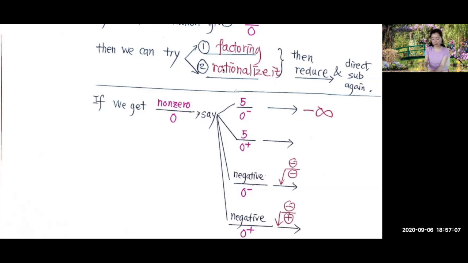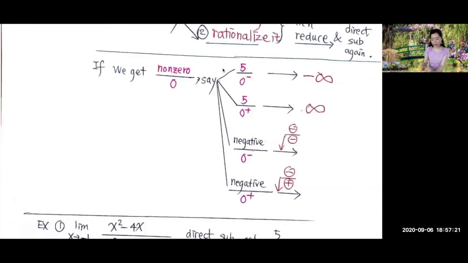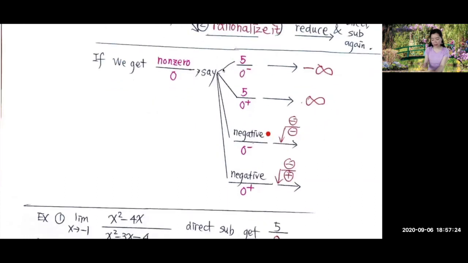Now, what happens if you get 5 over 0 plus? Then the infinite limit will be positive infinity. Positive divided by positive is positive. So positive infinity over here. And if you got a negative number and this goes to 0 but stays negative, negative divided by negative is positive. So this will be positive infinity. And if it's a negative over something going to 0 but staying positive, negative divided by positive is negative. So this will be negative infinity.